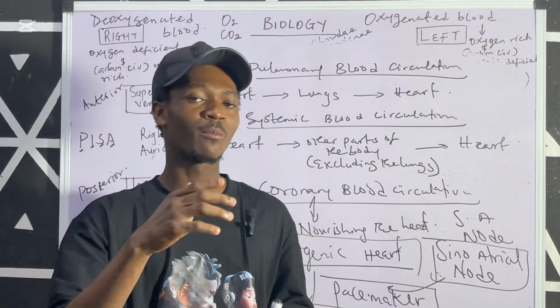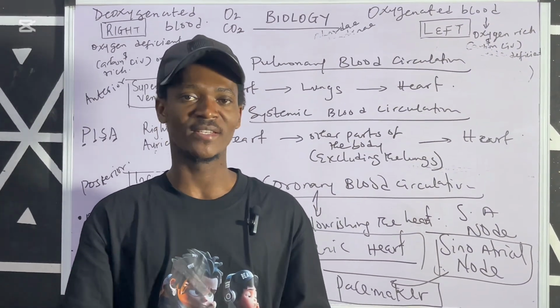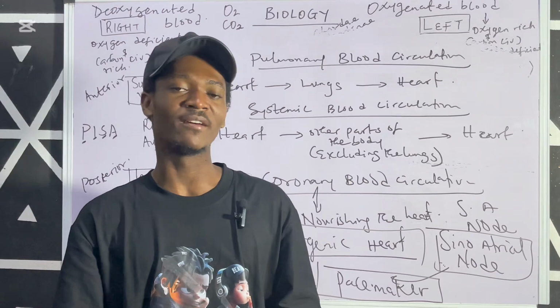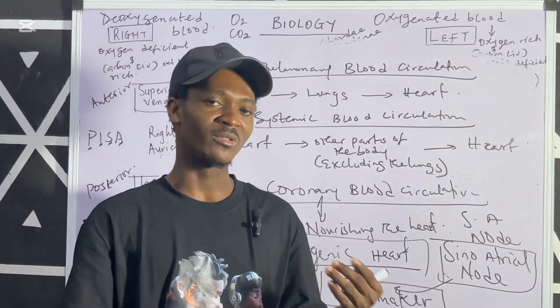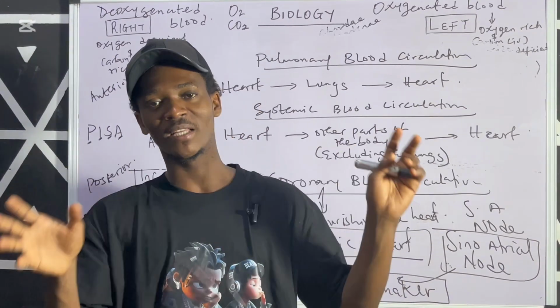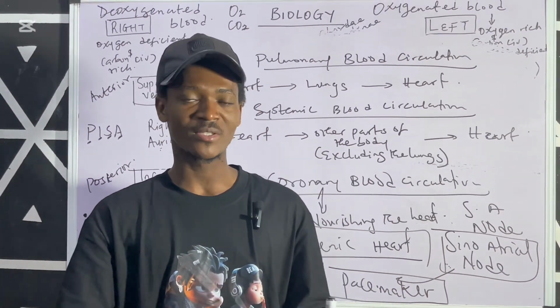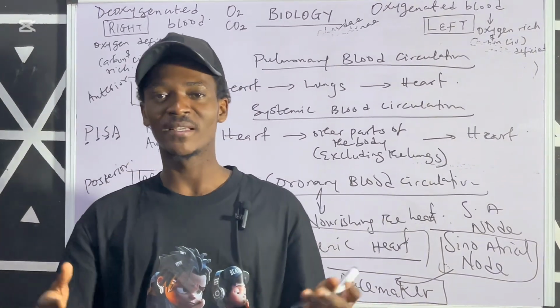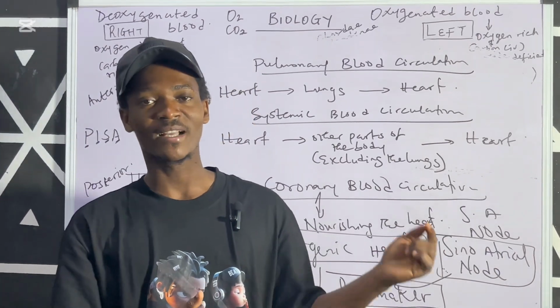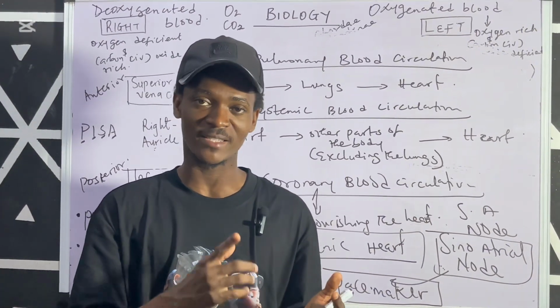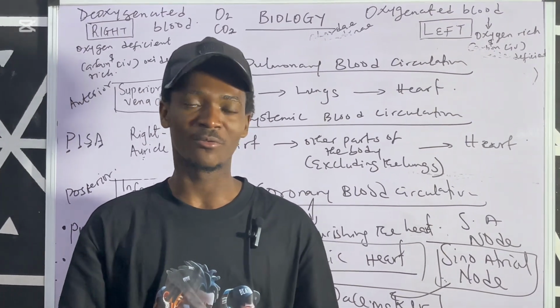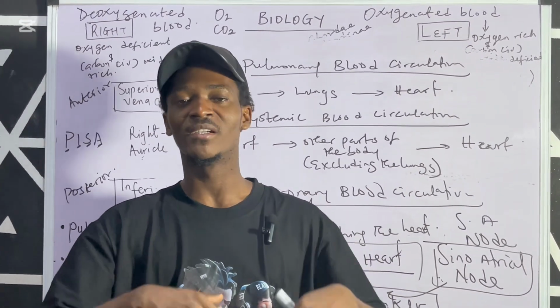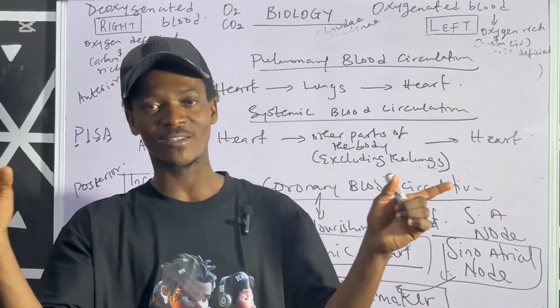What did I say? Pulmonary vein picks up oxygenated blood, transports it to the left auricle, from the left auricle to the left ventricle, from the left ventricle to the aorta, from the aorta to other body parts. When they have utilized the oxygen, then what happens? They will empty it into the vena cava. Vena cava drains the blood into the right auricle, that's the deoxygenated blood. The deoxygenated blood is drained into the right ventricle, from the right ventricle to the pulmonary artery, and from the pulmonary artery back to the lungs.